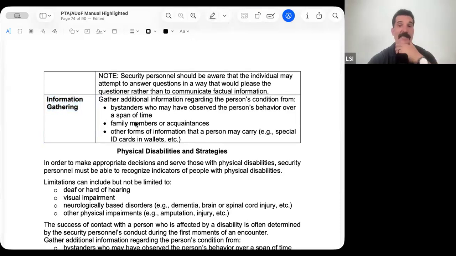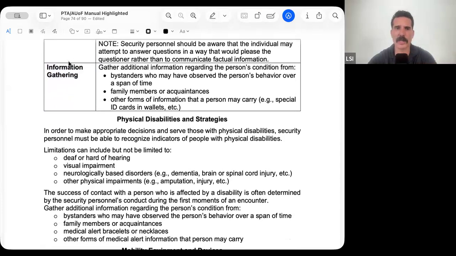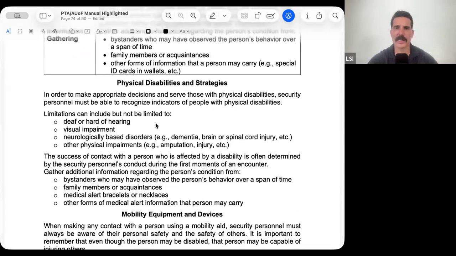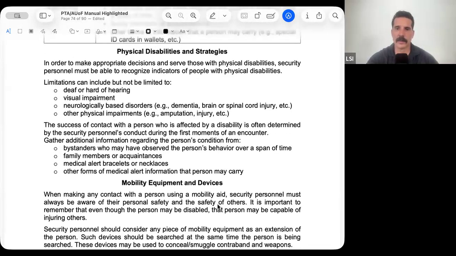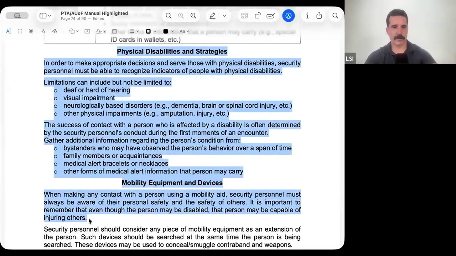All right. If you can highlight this as well, note security personnel should be aware that the individual may attempt to answer questions in a way that would please the questioner rather than communicate factual information. Information gathering, gather additional information regarding the person's condition from bystanders who may have observed the person's behavior over a span of time, family members or acquaintances, other forms of information that a person may carry, for example, special ID cards in wallets, etc. And then it continues.